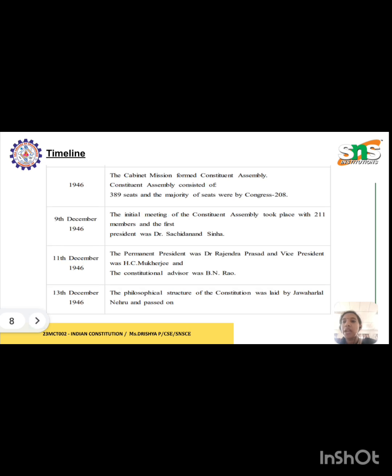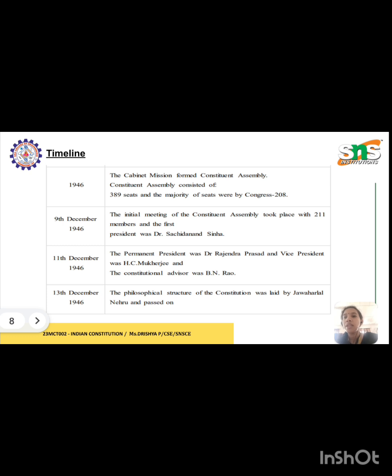Then moving to 1946, the Cabinet Mission formed the Constituent Assembly. The Constituent Assembly consists of 389 seats, and the majority of seats, 209, were held by Congress. Okay, that is in 1946. Then we know on August 15, 1947, we got freedom, and that is our Independence Day. That you just remember.